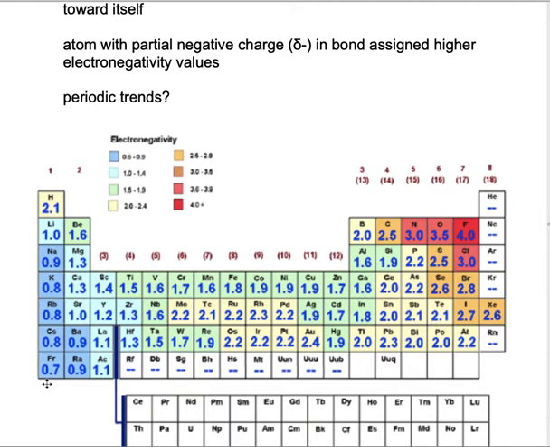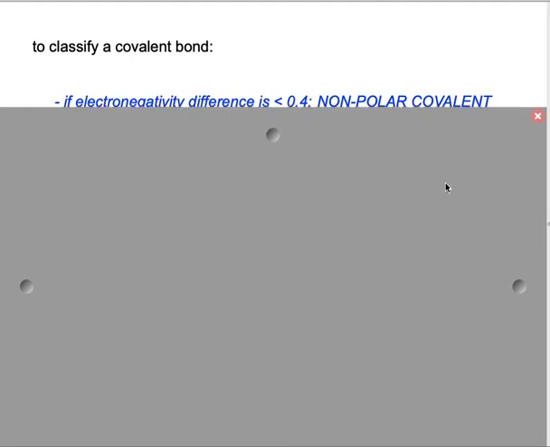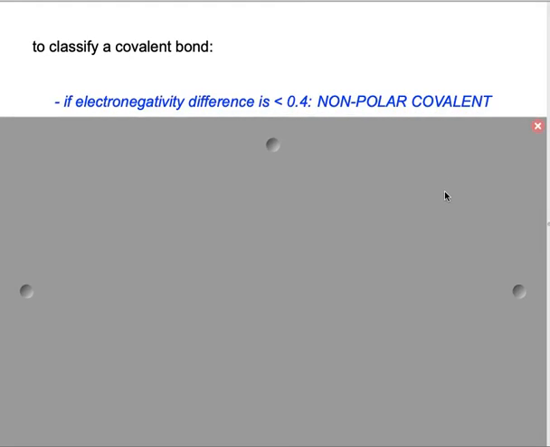And as you can see, electronegativity increases from left to right in a period and decreases from top to bottom in a group. They follow pretty much the same trend as ionization energies, and it's probably related to the same features. So, to classify a covalent bond as polar covalent or nonpolar covalent, we will simply find the magnitude of the difference between the two electronegativity values.